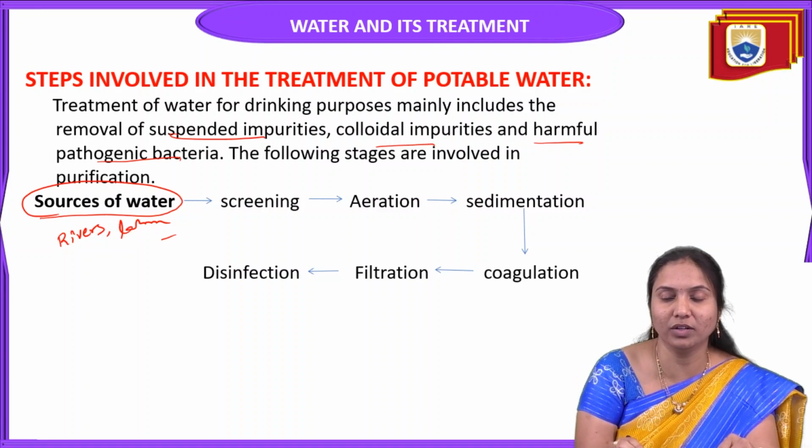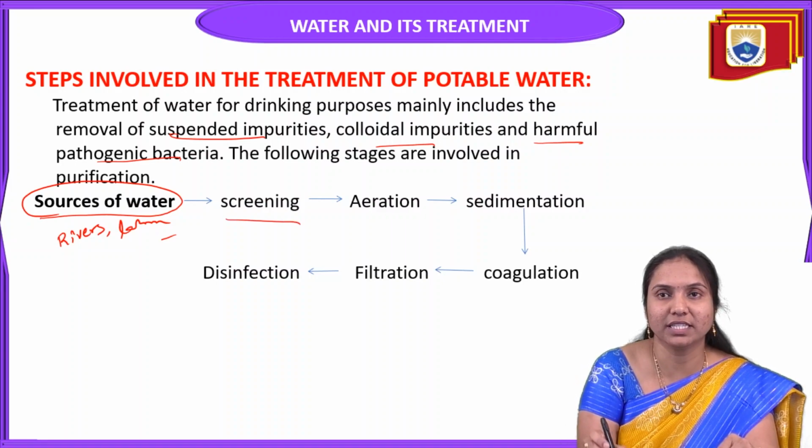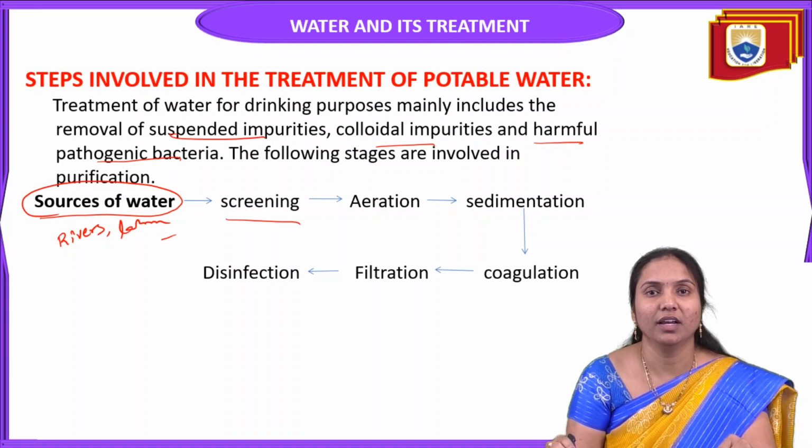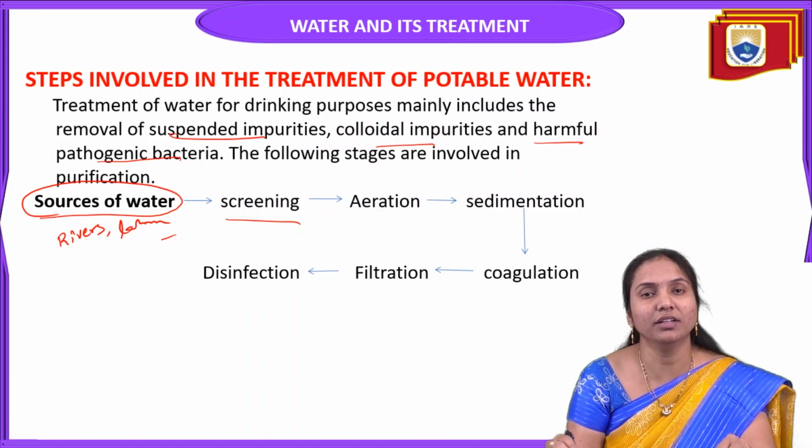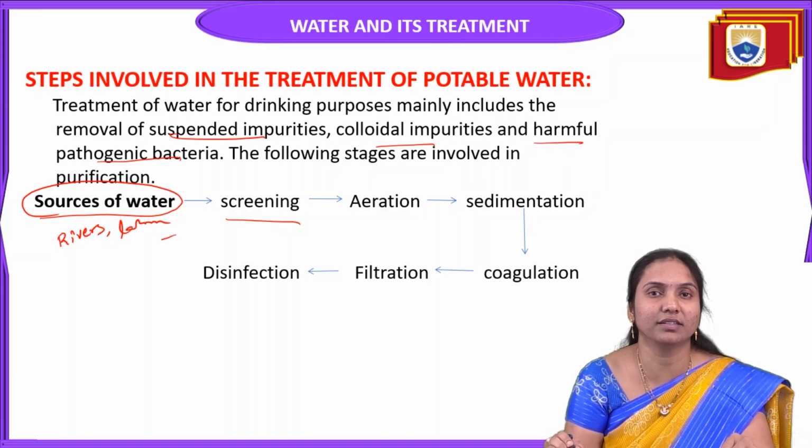So here a total of 6 steps are involved. The first step is screening, followed by aeration, sedimentation, coagulation, filtration and disinfection. Total 6 steps are involved in the treatment of potable water.